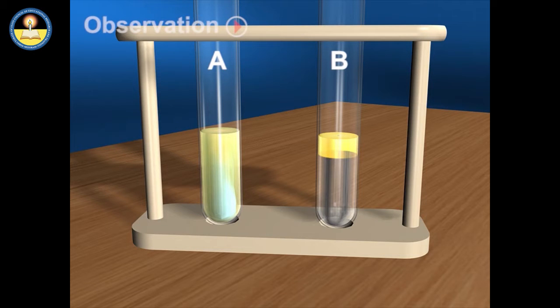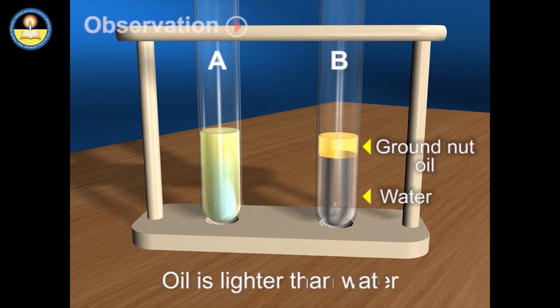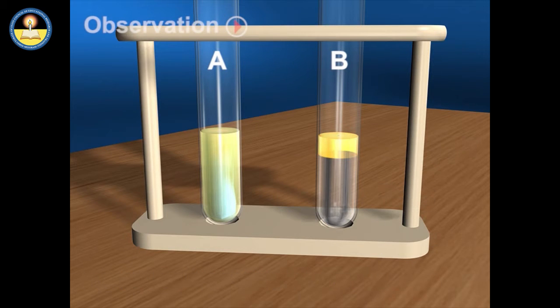We find that in the test tube B, groundnut oil can be seen floating over water because oil is lighter than water. We infer that oil cannot be mixed with water even on vigorous stirring.